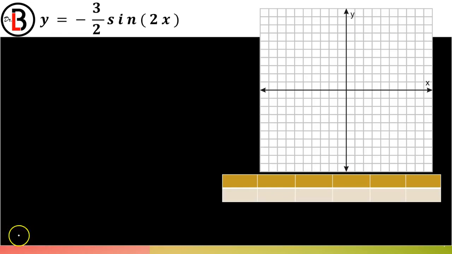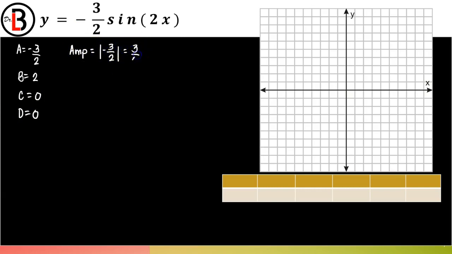So let us try. For the given y equals negative 3 halves sine of 2x, let's write first all the givens. For A, that's negative 3 halves. For B, that's 2. C is 0, and D is 0. So what are the important parts? First is the amplitude. The amplitude is the absolute value of negative 3 halves, or simply 3 halves. That means from the midline to the highest, it would only be 3 halves. From the midline to the lowest, it would only be 3 halves because there is no vertical shifting.